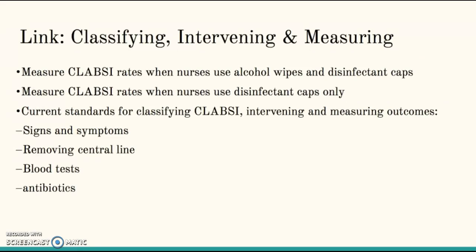CLABSI is measured by signs and symptoms such as fever, reddened skin at the insertion site, and soreness. Intervening is measured by removing the central line. Outcomes are measured by blood tests and antibiotic usage. Measuring the effect of the proposed EBP change would be done by measuring the rates of CLABSI in patients with central venous catheters that have been scrubbed with alcohol after removing the disinfectant caps versus those that have not been scrubbed.